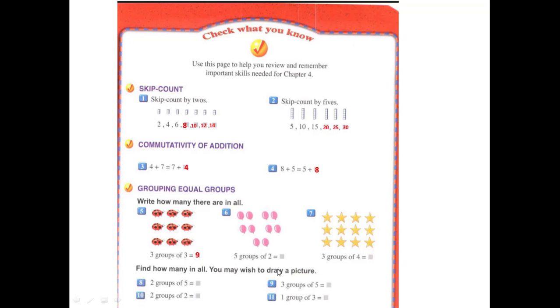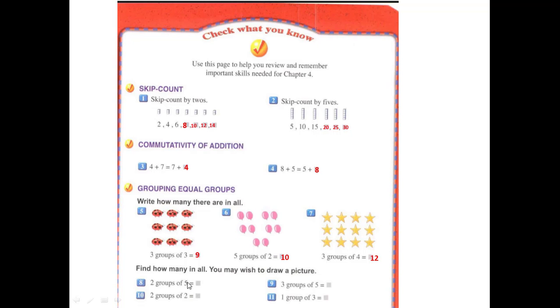You have 5 groups of 2. Sorry, 5 groups of 2. 1 group, 2 groups, 3 groups, 4 groups, 5 groups. Each one is equal to 2. So 5 groups of 2 is equal to 10. Now you have 3 groups. Every group contains 4. 4, 8, 12.